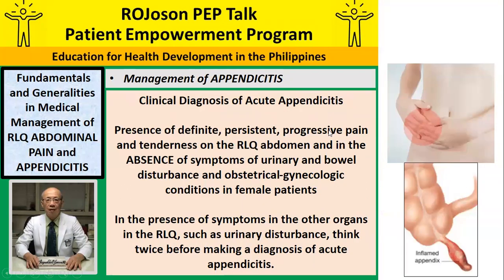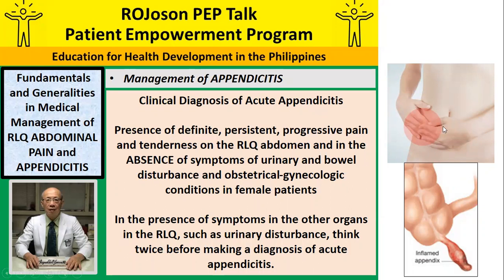So how do you make a clinical diagnosis of acute appendicitis? As I said, not all right lower quadrant abdominal pain is acute appendicitis, but you have to make sure it is not. So you have to evaluate further. These are the most important cues for the diagnosis of acute appendicitis.